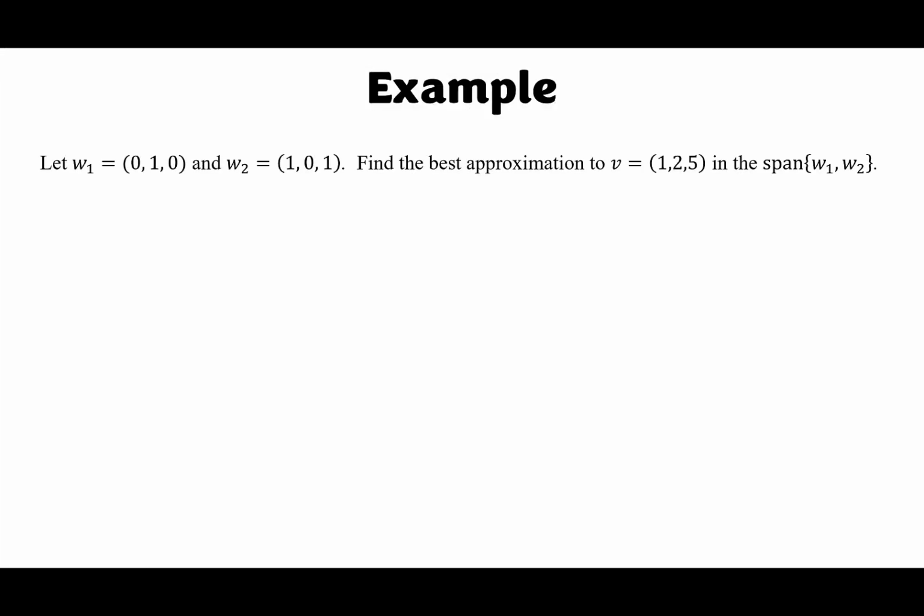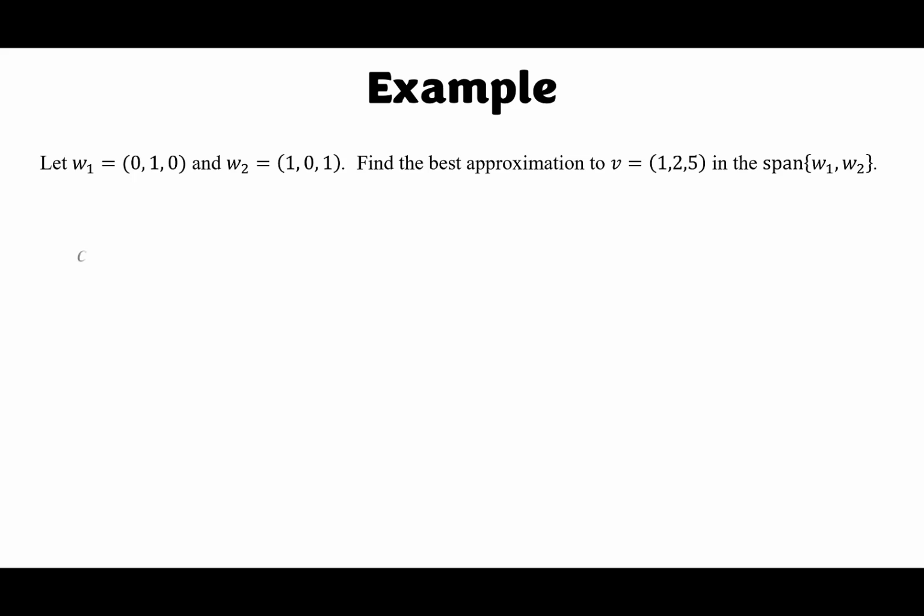So if w1 is the vector 0, 1, 0, and w2 is the vector 1, 0, 1, notice these two vectors are orthogonal. Their dot product is 0. Find the best approximation to v equaling 1, 2, 5. And we have to stay in the span of w1, w2. So we're restricted to all linear combinations of w1, w2. We're trying to find the spot that's the closest to the vector v.